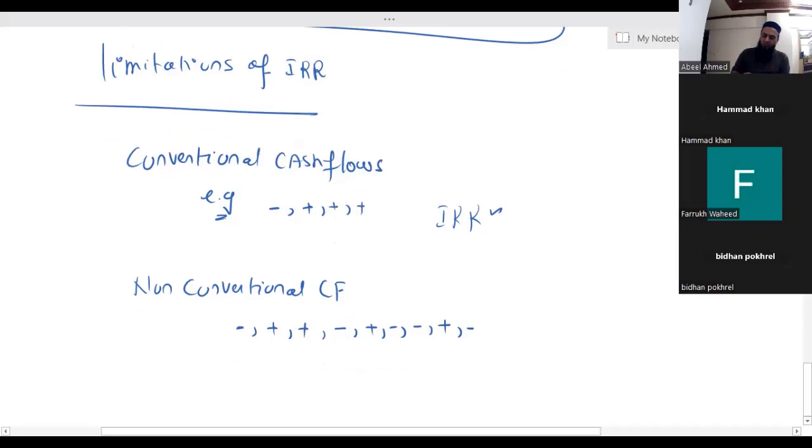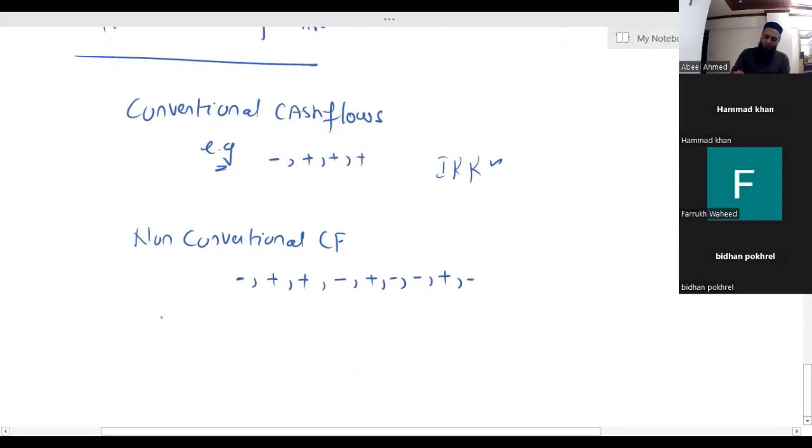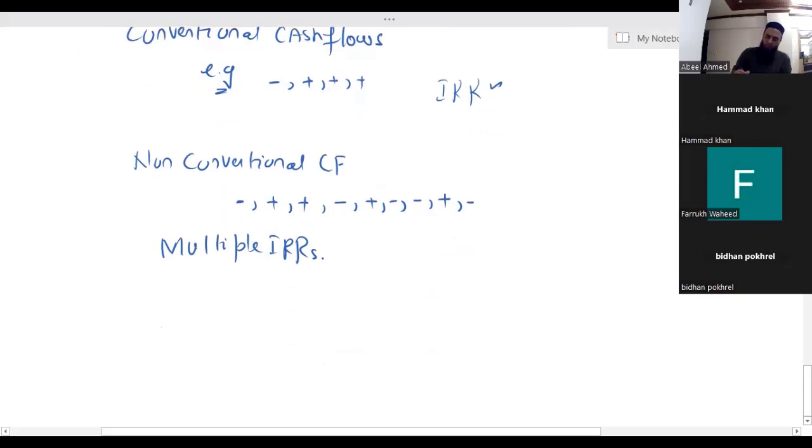So in case of non-conventional cash flows, a project will have multiple IRRs. Okay. That is one limitation.